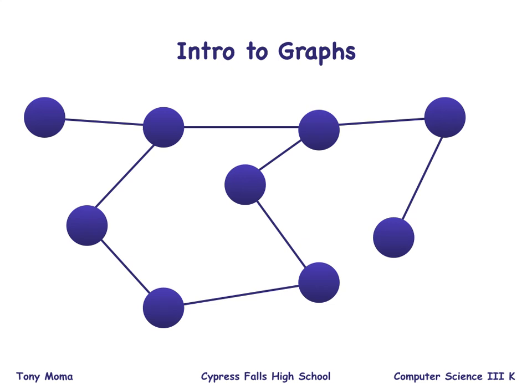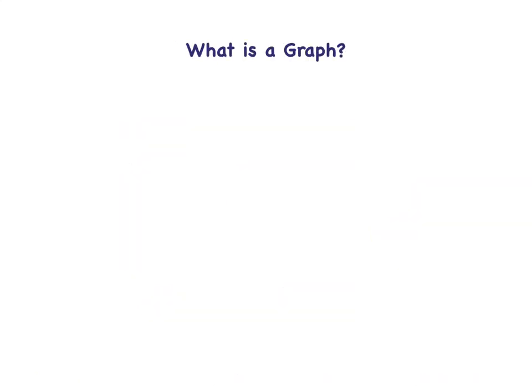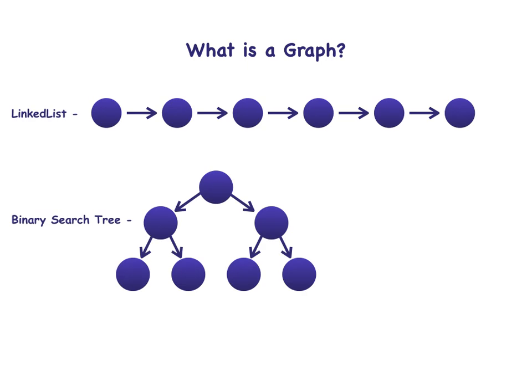Intro to graphs. What is a graph? A graph is a collection of vertices and edges that connect those vertices. Now, what does this sound like? This sounds like a couple of containers that we've already discussed before, namely the linked list and the binary search tree. And the reason for that is because the linked list and a binary search tree are specific kinds of graphs. They're graphs with specific shapes.